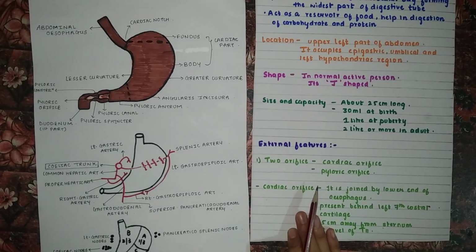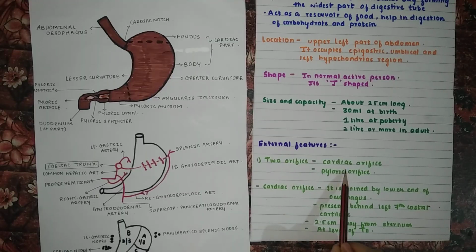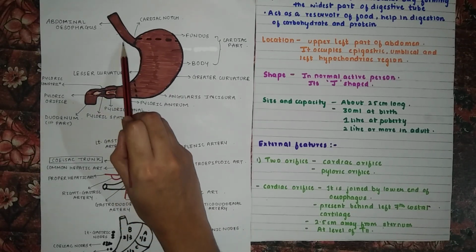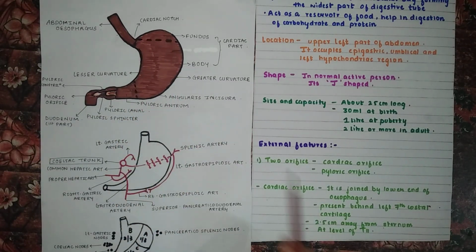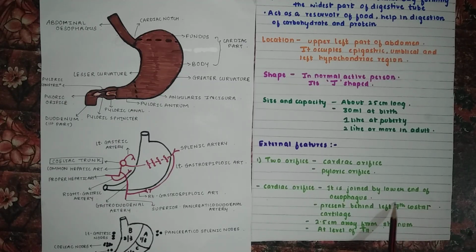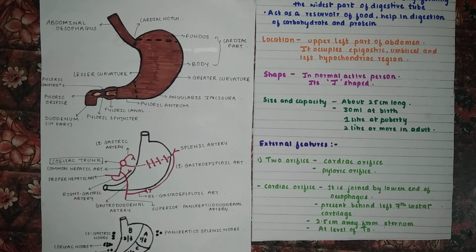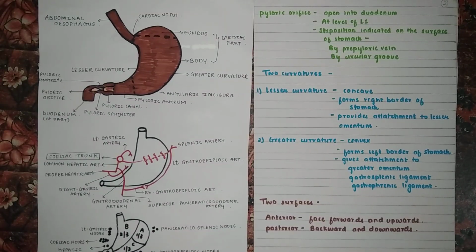External features: it has two orifices, cardiac orifice and pyloric orifice. Cardiac orifice: it is joined by the lower end of the esophagus, the abdominal esophagus, present behind the left 7th costal cartilage, 2.5 cm away from the sternum and at the level of T11. Pyloric orifice opens into the duodenum at the level of L1.